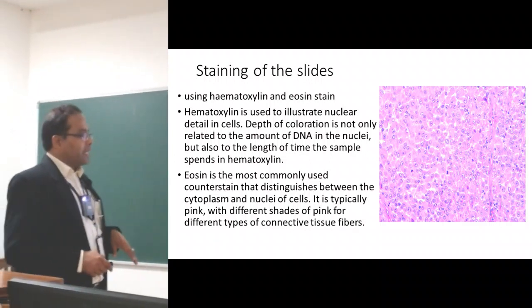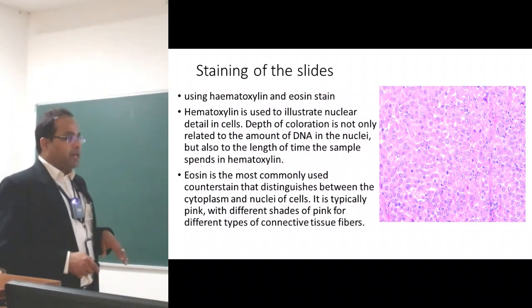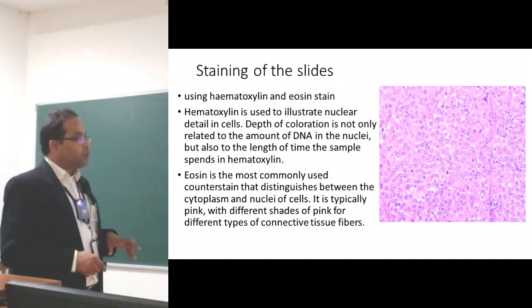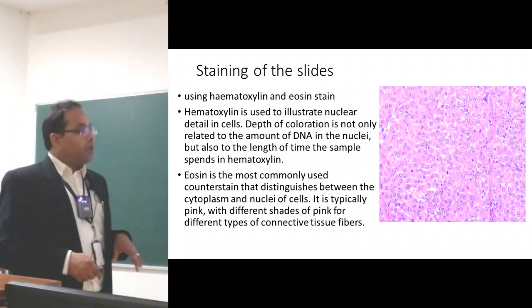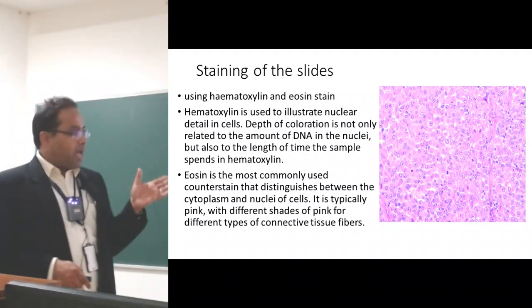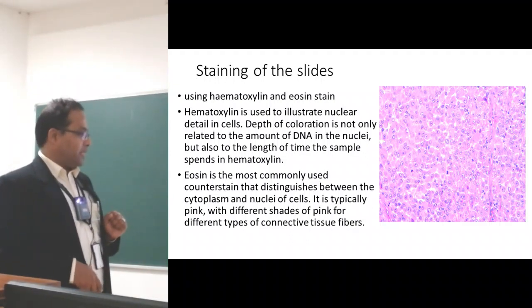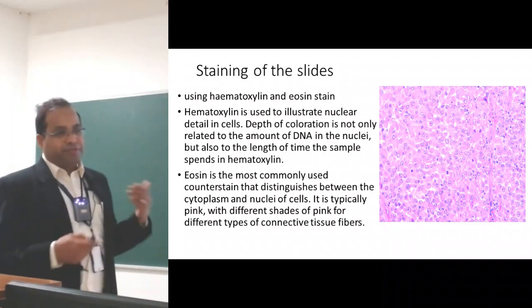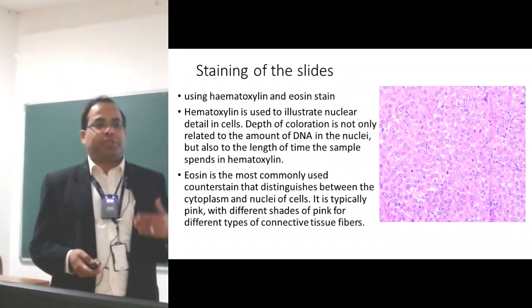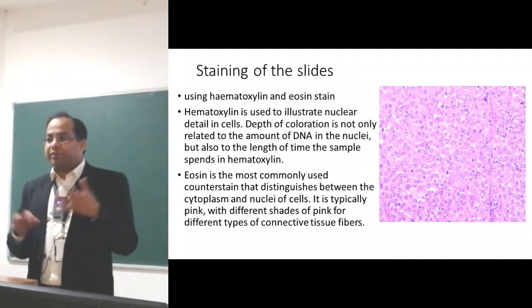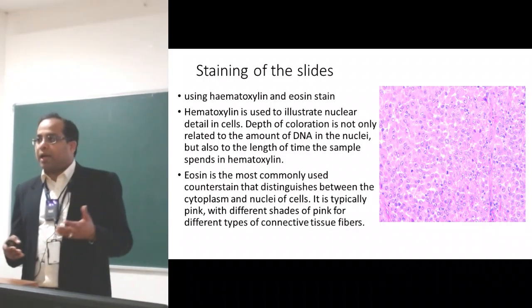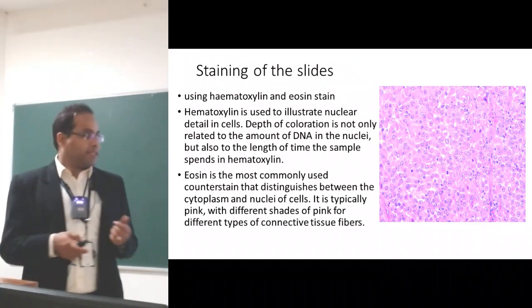So this cell has enlarged nuclei, but also has abundant cytoplasm, which is pink, and this is stained by the eosin stain. And there are different shades of pink, which enable us to differentiate between the different tumor entities that we get.